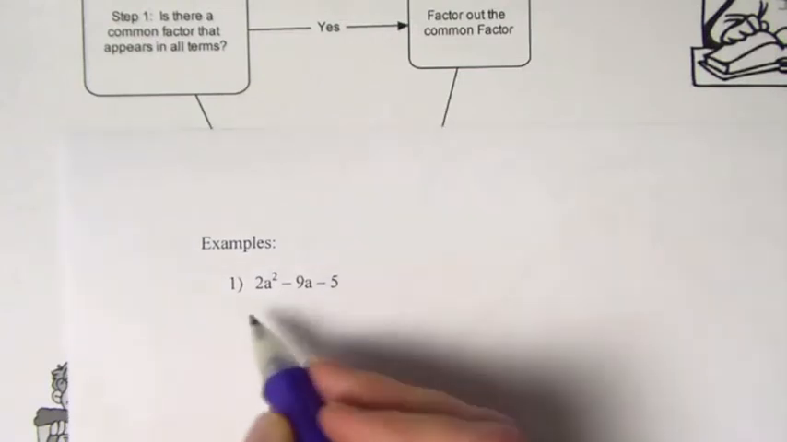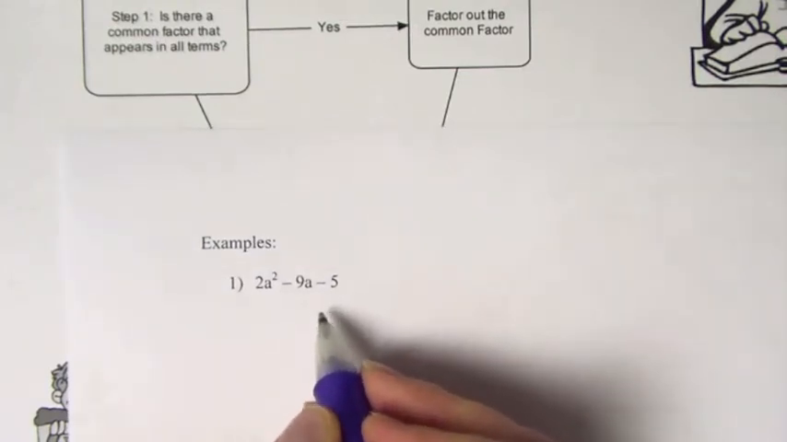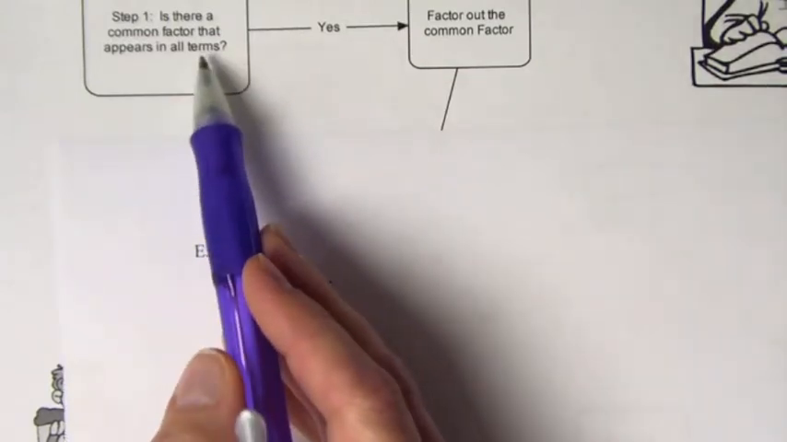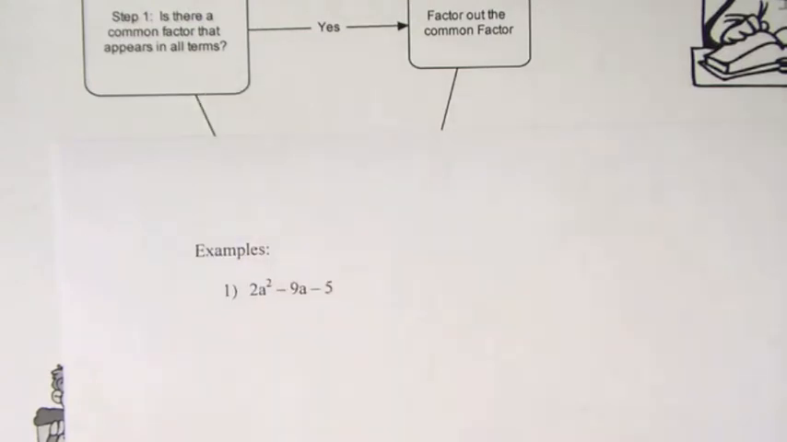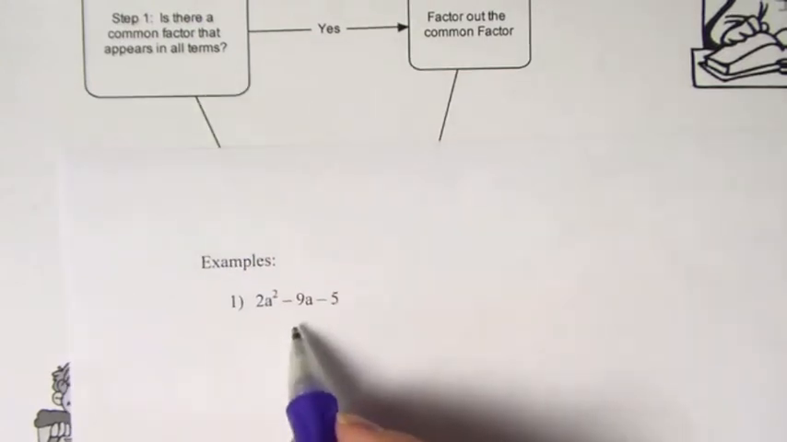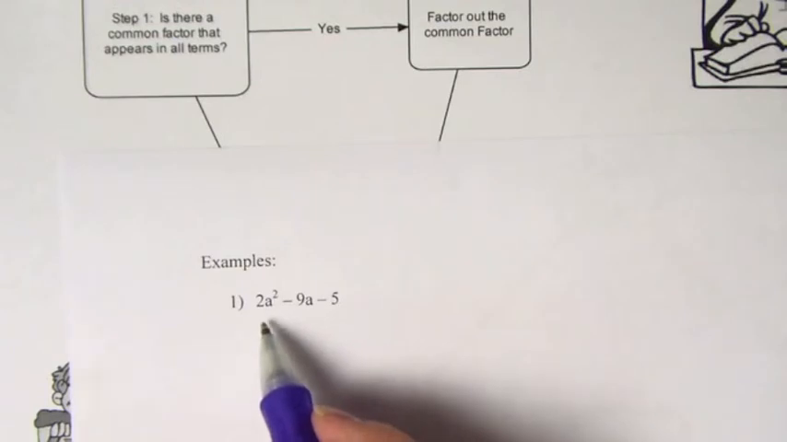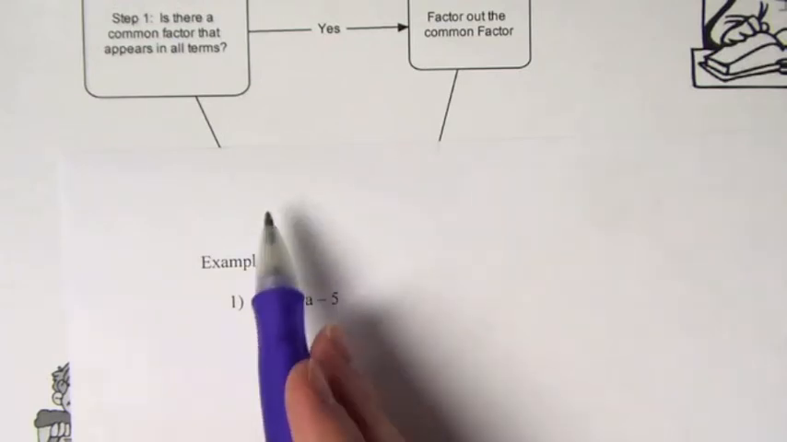So if we're looking at this first example, we have 2a squared minus 9a minus 5. It's a trinomial. We're going to start up here on the upper left-hand side. So let's go ahead and read this. It says, is there a common factor that appears in all terms? Is there a greatest common factor in 2a squared minus 9a minus 5? There's no common factor. There's nothing that will multiply into all of these or divide into all three of these numbers. So we would say no.